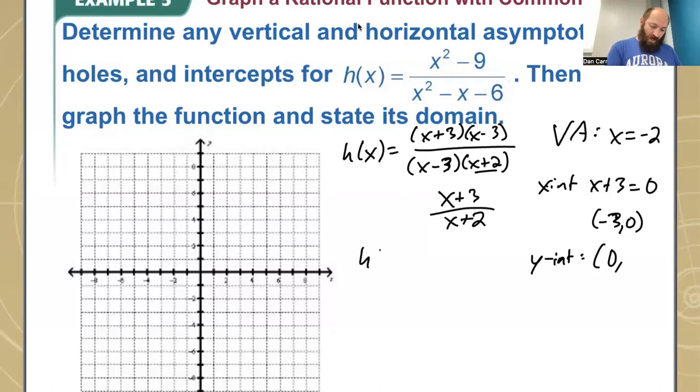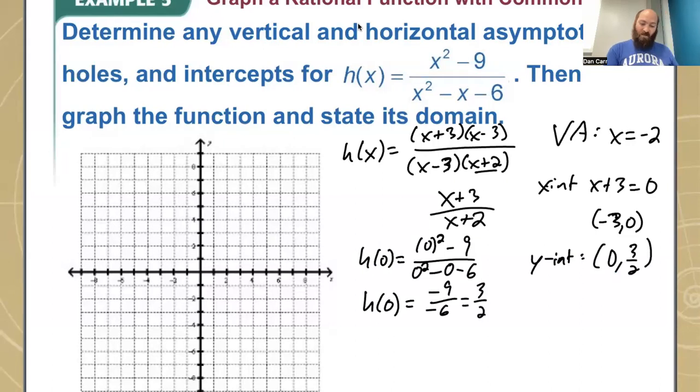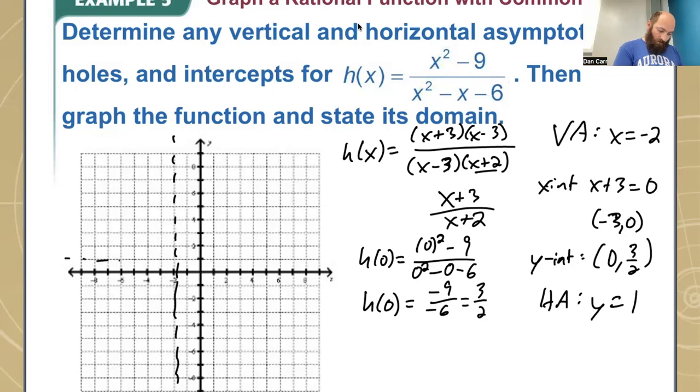If I plug that in, h of 0 is going to be 0 squared minus 9 over 0 squared minus 0 minus 6. So it's just going to be negative 9 over negative 6, which is positive 3 over 2. So my y-intercept is at 0, 3 over 2. And I totally forgot to do the horizontal asymptote, because I do have that here since my degree is the same. So it's the ratio of my leading coefficients. That's going to be y equals 1 over 1, or just 1. Okay, now I'm going to go ahead and plot my vertical asymptote at x equals negative 2, horizontal asymptote at y equals 1.